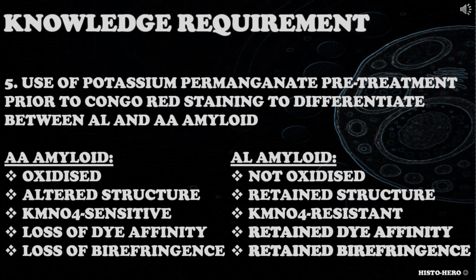Consider oxidation of AA amyloid, alteration of amyloid structure, potassium permanganate sensitivity, loss of dye affinity, loss of green birefringence, AA amyloid sensitivity. For AL, consider amyloid resistance to oxidation, retention of amyloid structure, potassium permanganate resistance, retention of dye affinity and retention of apple green birefringence.